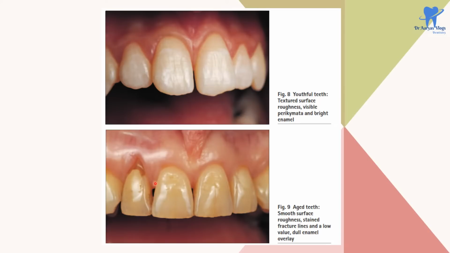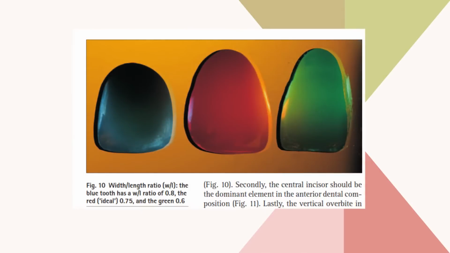So this is an aged tooth, with smooth surface, stained fracture lines and low value dull enamel. Finally, the WL ratio of the central incisor should range from 0.75 to 0.8. A value less than 0.6 creates a long narrow tooth, and beyond this number results in a short wide tooth. So here it is a width by length ratio.